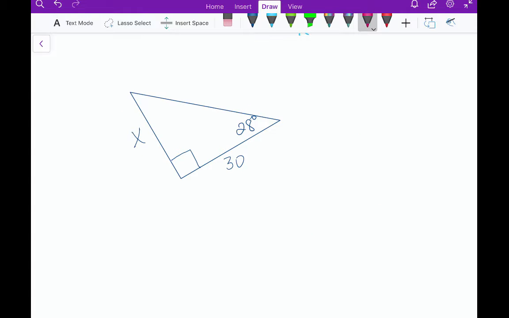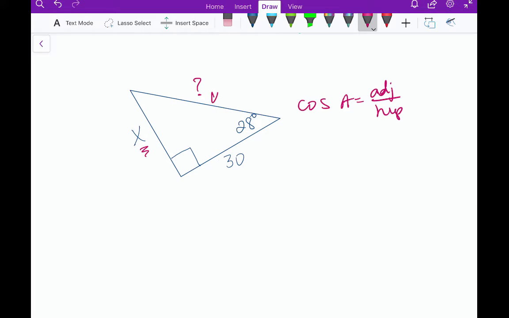All right, so in this problem, I'm going to see if I can use cosine instead of sine. Remember, cosine of an angle is equal to adjacent over hypotenuse. Now, if you notice here, I don't know the hypotenuse of this triangle, but I also don't know this leg. But what I could do is I could say that the hypotenuse is y, because I know the adjacent side to angle 28. So I know that the cosine of 28 is going to be equal to 30 over y. Then if I solve for the hypotenuse, I can use Pythagorean theorem to find x.